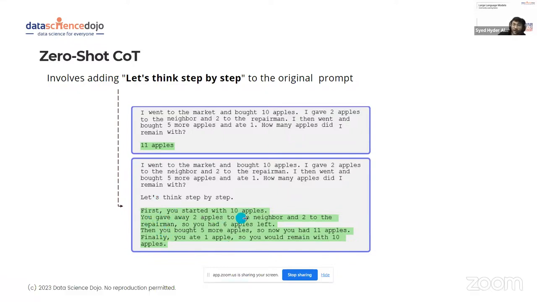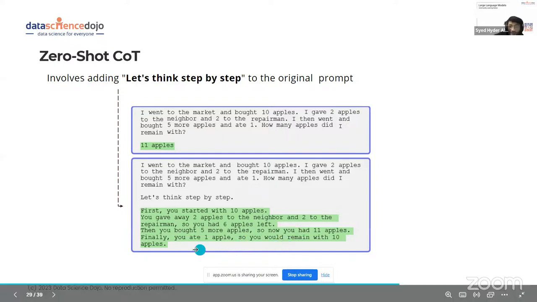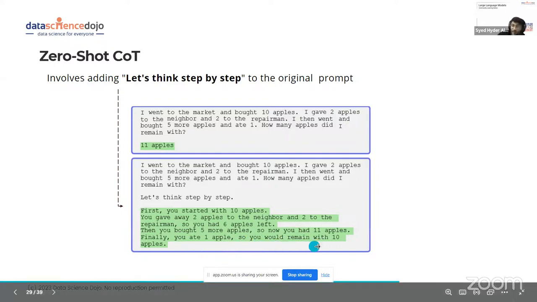It said you started with 10 apples, you gave away 2 apples to the neighbor and 2 to the repairman, so you had 6 apples left. Then you bought 5 more apples, and now you had 11 apples. Finally, you ate one, so you would remain with 10 apples.